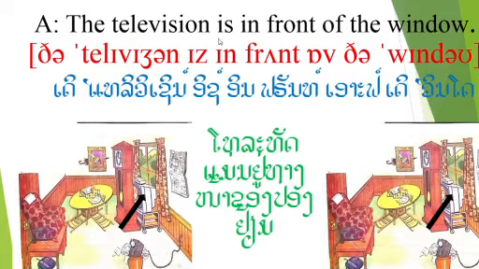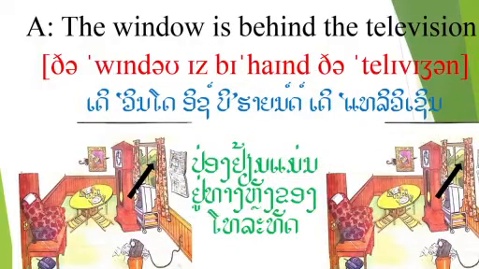The television is in front of the window. The television is in front of the window. You can see from the left and right hand, from where the black arrow points now. Next answer.